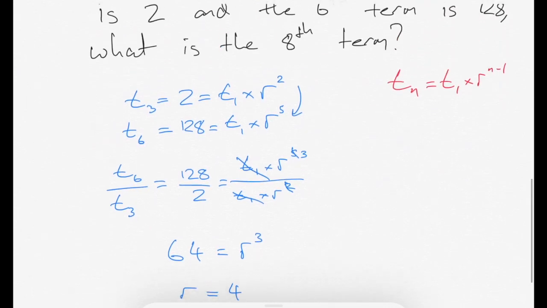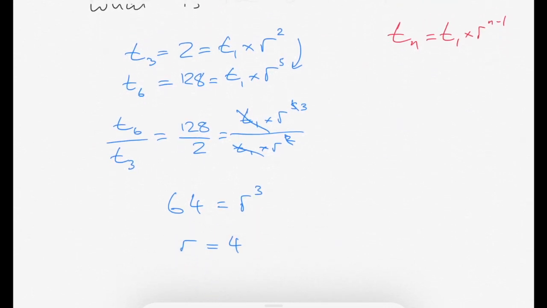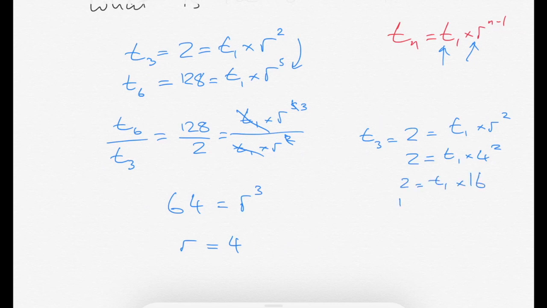To work out the eighth term, which was the original question, we can plug our r value in there, but let's first work out what our first term is. To work out our first term, we know that t3 is equal to 2, which is equal to t1 times r squared. So that tells me that 2 is equal to t1 times 4 squared, which is 2 is equal to t1 times 16. Dividing both sides by 16 gives me 1/8 is equal to term 1.